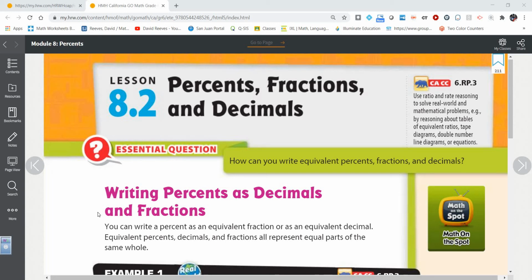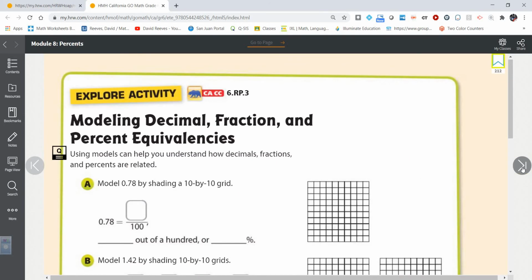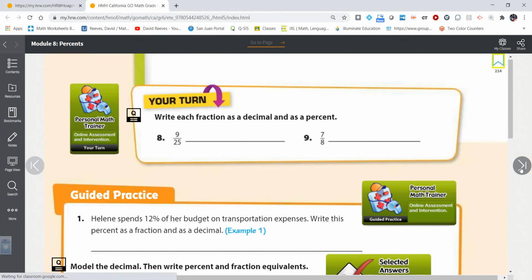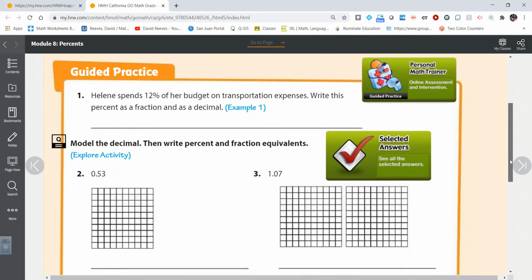Well, hey everybody, Mr. Reeves back with you for our third and final video on lesson 8.2, percents, fractions, and decimals. And in this video, we are simply going to work through some of the problems from the practice exercises.